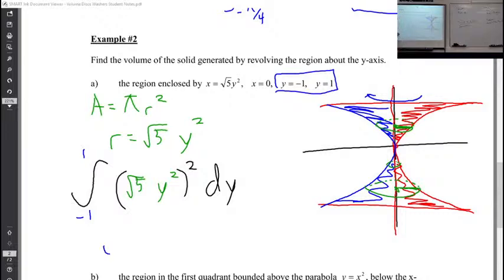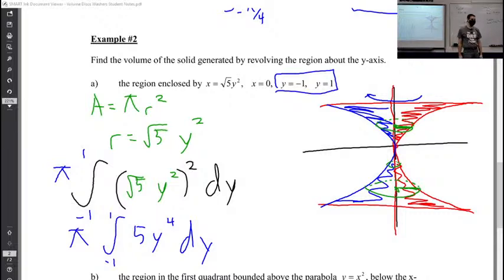And I'll just show one more step here. And then I'll leave you to kind of figure out the rest, because this is a pretty easy one. Let's see. Square root of 5 squared is 5. Y squared squared is, oh wait, there's a pi out here. Pi here, pi here. Okay, there we go. That's better. And then y squared squared is y to the 4th. dy. And then antiderivative, plug in 1 minus plug in -1. That one would be pretty easy for you to figure out.